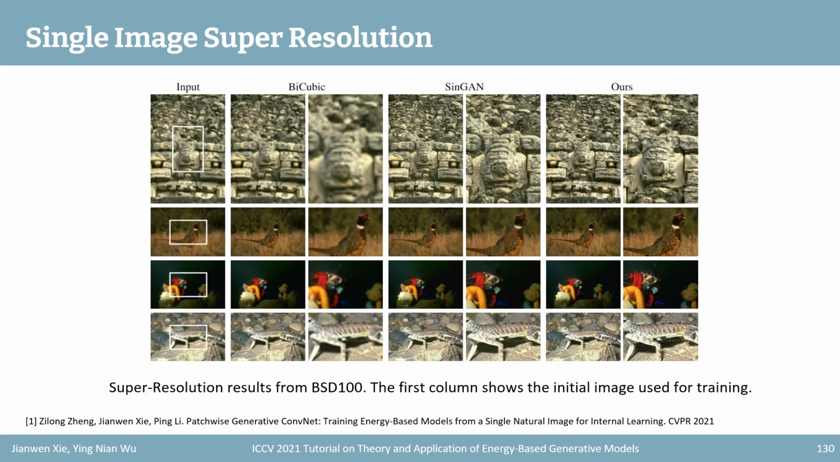Given a single image, can we learn to increase its resolution without relying on external data? The patch-wise Generative ConvNet can perform this task. We first learn a model on this single image. After the pyramid of EBMs is learned, only the largest scale of EBM will be used to increase the resolution of the original image.